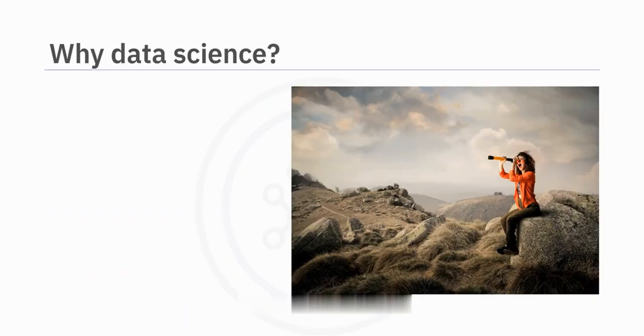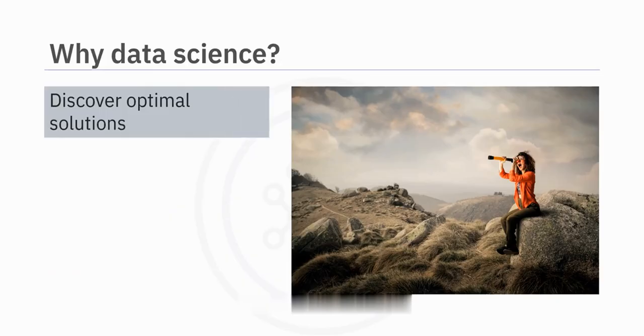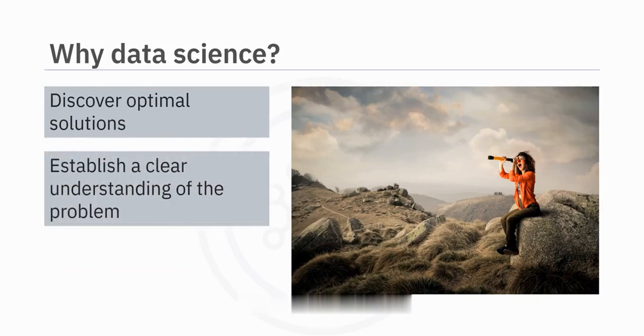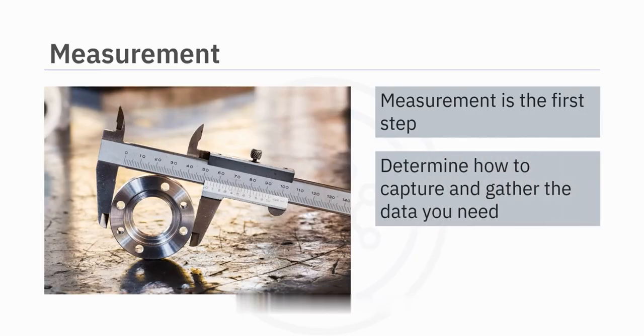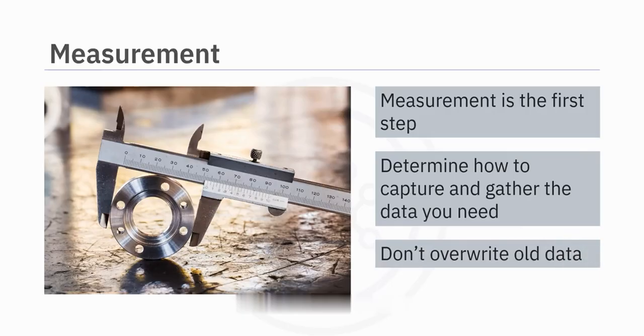All organizations ultimately use data science for the same reason: to discover optimal solutions to existing problems. But to discover these solutions, your organization should identify the problem and establish a clear understanding of it. Measurement is the first step for an organization to solve its problem using data. You need to capture and gather your data. If something is not measured, it's challenging to improve or change it. If your organization isn't capturing the data, help them to figure out how to capture it. Never overwrite old data. It's always relevant and never gets old.